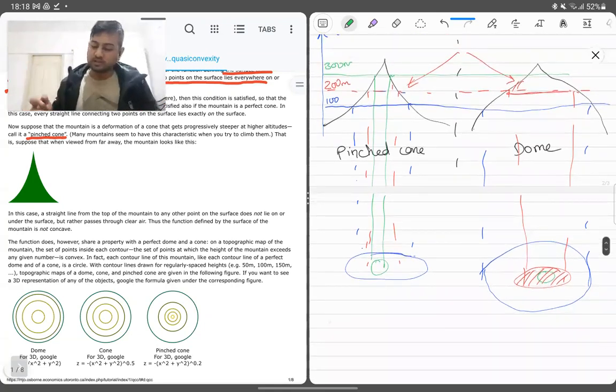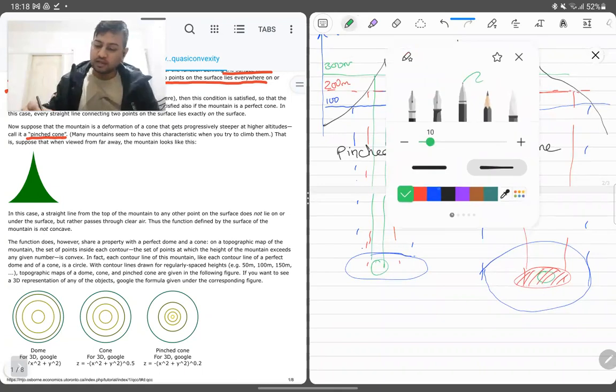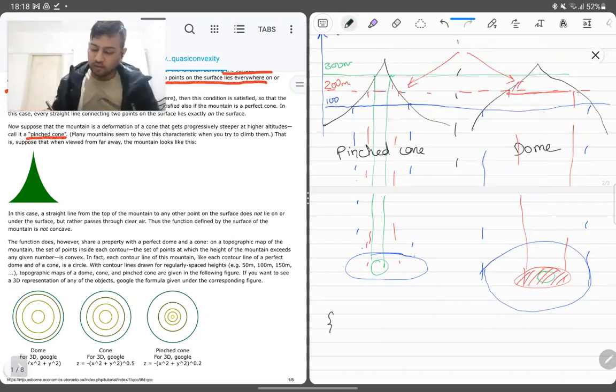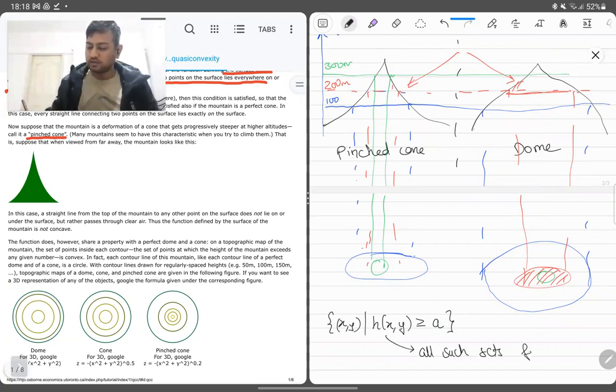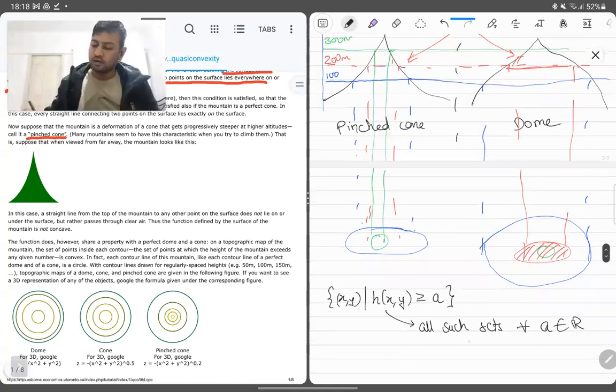Now how do I define these sets? So these sets get defined like this. All the points x, y such that the altitude of the mountain at x, y is greater than or equal to some value a. So all such sets, for all a belonging to R, are circles.